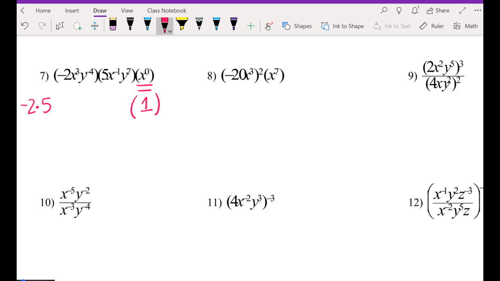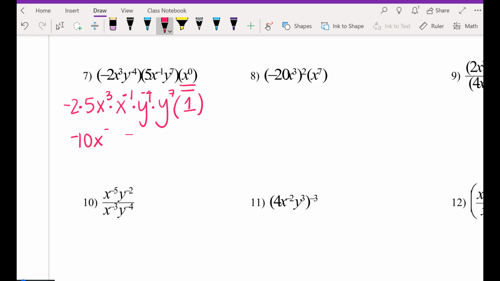I would take the constant, which is -2 times +5. X to the 3rd times what x, if you didn't flip yet? X to the 3rd would be combined with x to the -1. Then y to the 4th, I'm sorry, is that a -4? -4 will be grouped with y to the, what? 7th. -2 times -5 is what? -10. X to the 3rd times x to the -1 is x to the 2nd. Y to the what? 3rd.